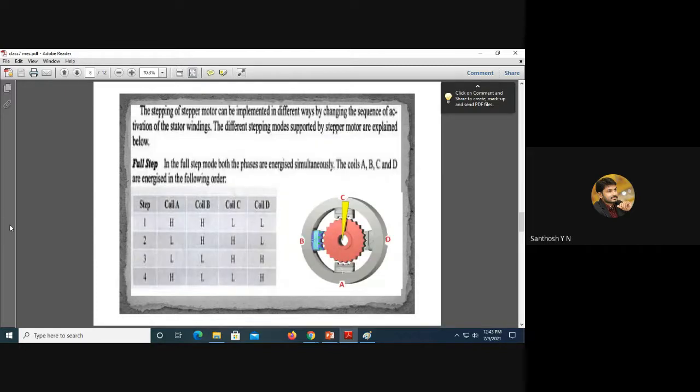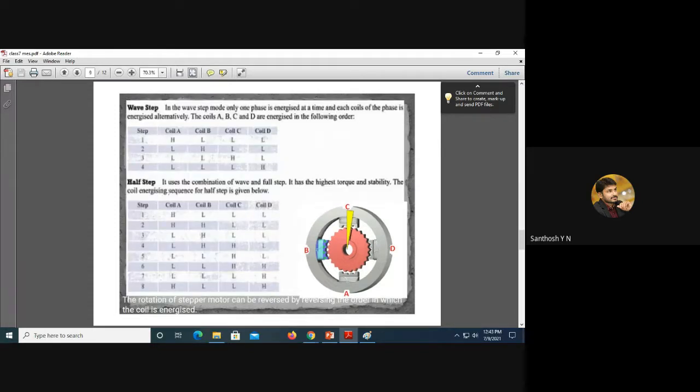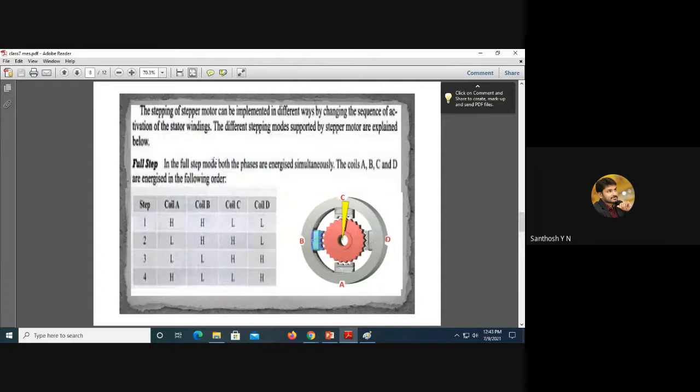Now you will understand how the coils have to be energized. The stepping of a stepper motor can be implemented in different ways by changing the sequence of activation of the stator windings. The different stepping modes supported by the stepper motor are full step, half step, or wave step. Based on these steps, the motor will rotate in a different manner.